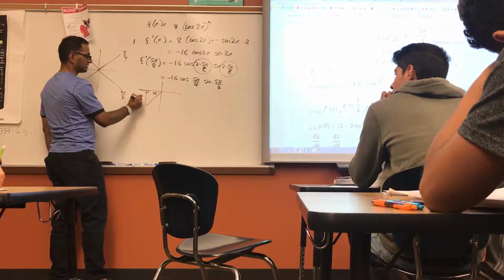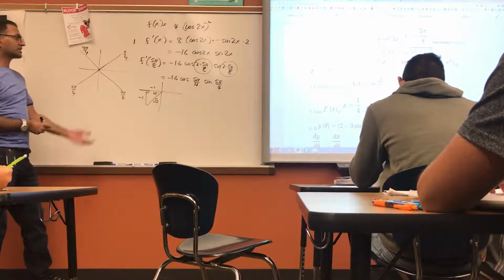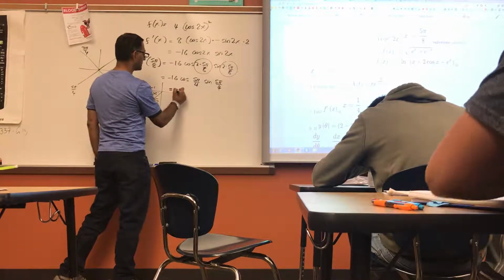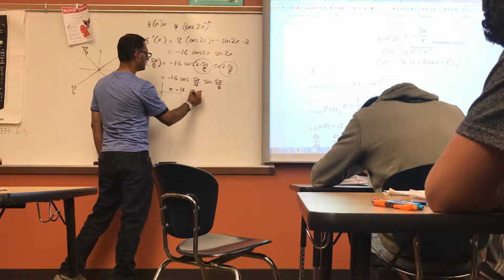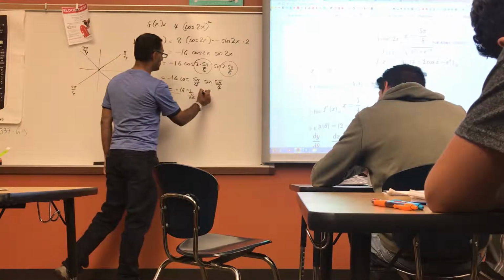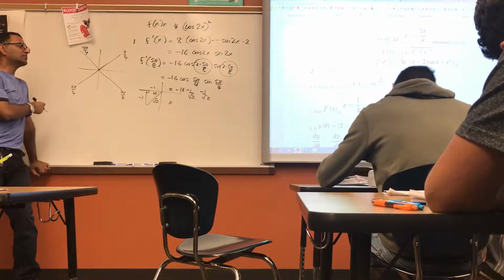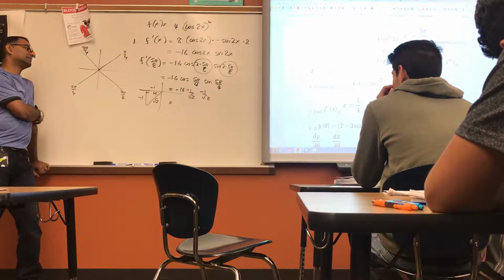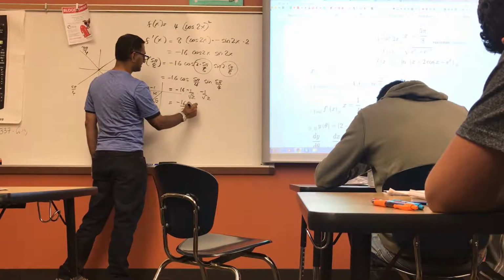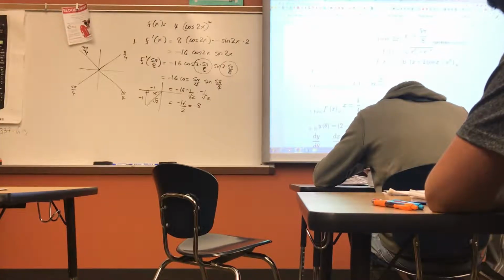What goes across? What's next to? Radical 2. It's like 1, 1, radical 2. We're just going to read off. What's the cos formula? X over R. So negative 16 times 1 over radical 2. Negative 1 over radical 2. And what's the sine formula? So it's negative 1 over radical 2. Careful, careful. What's your numerator really? What's your denominator really? Final answer? Negative 8. Slow and steady. You have to be patient.